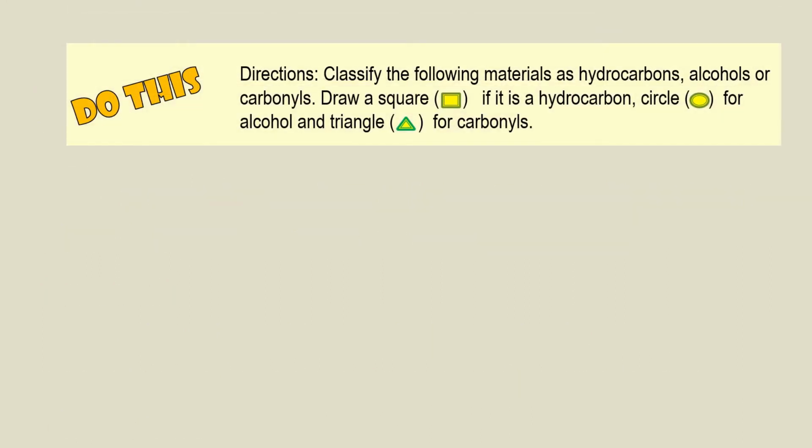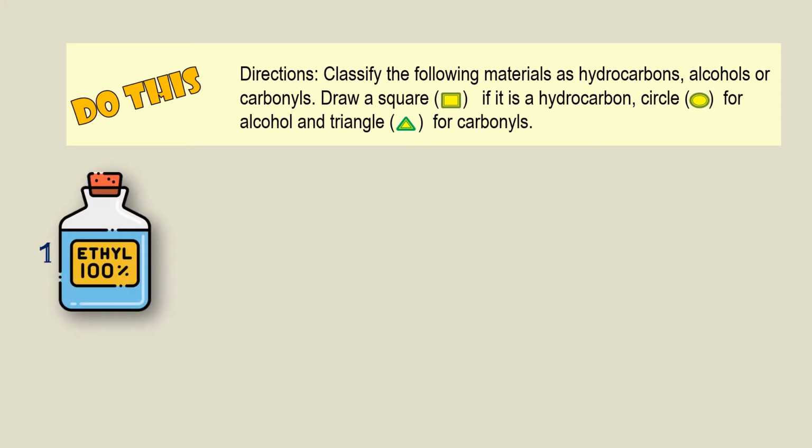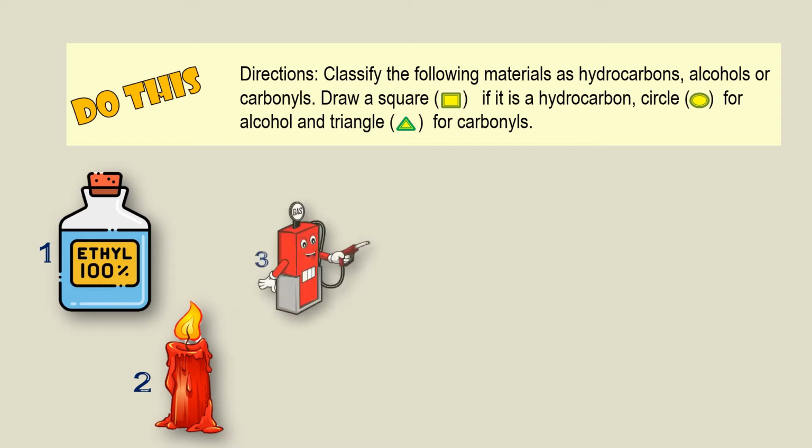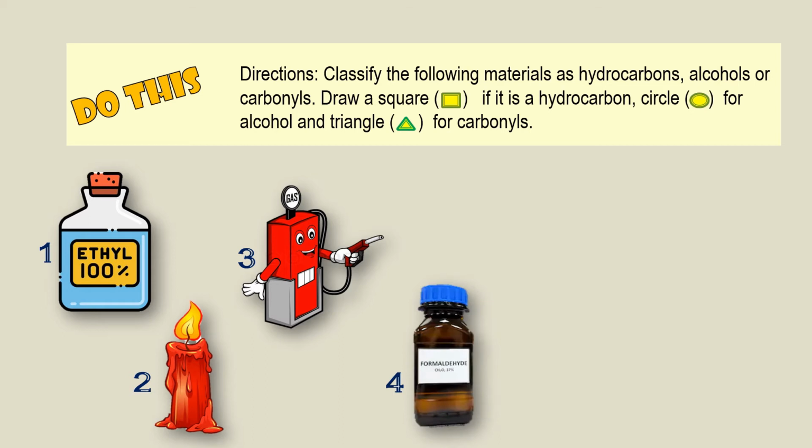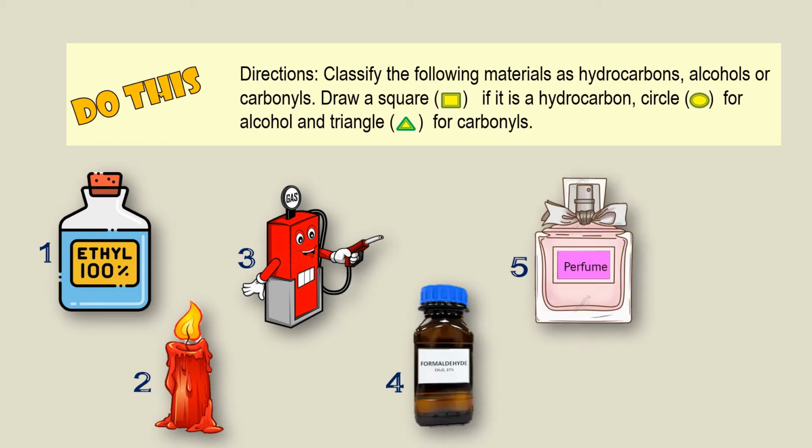You will do this. Directions: Classify the following materials as hydrocarbons, alcohols, or carbonyls. Draw a square if it is a hydrocarbon, circle for alcohol, and triangle for carbonyl. Number 1. Ethyl alcohol. Number 2. Candle. Number 3. Kerosene gas. Number 4. Formaldehyde. Number 5. Perfume. And number 6. Acetone.